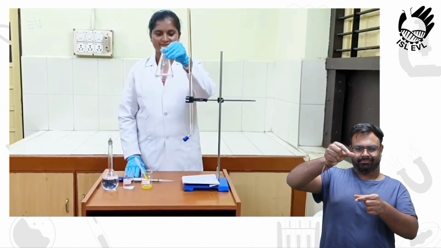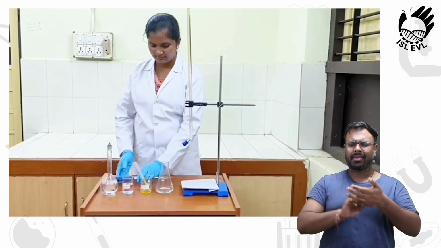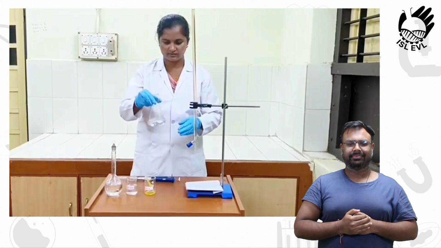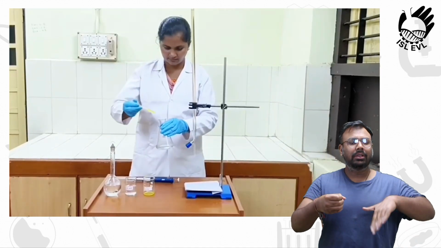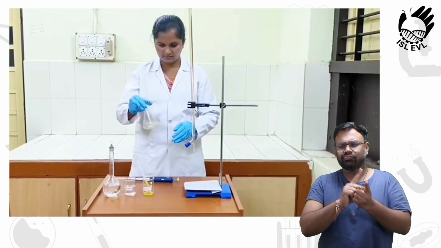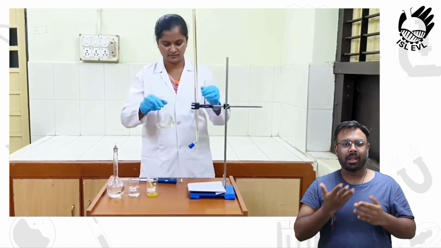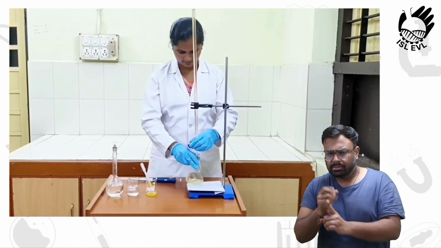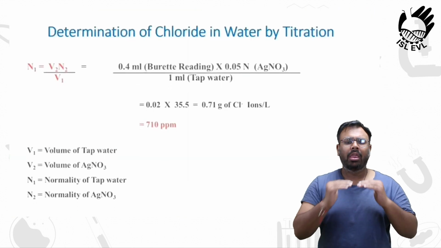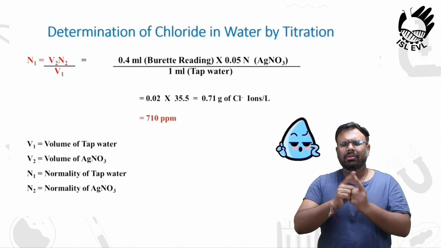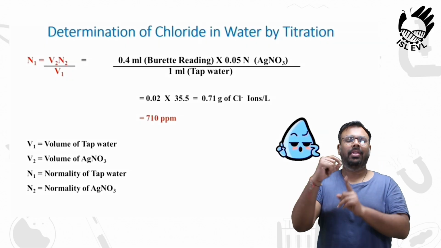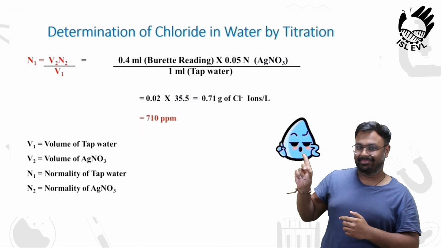20 ml of distilled water is added to a conical flask, followed by 1 ml of tap water. After shaking for uniform mixing, a few drops of potassium chromate are added, turning the solution yellow. The solution is titrated with silver nitrate until the color changes to brown. By using the formula V1N1 equals V2N2, we have estimated the value of chloride in tap water, which is around 710 ppm.